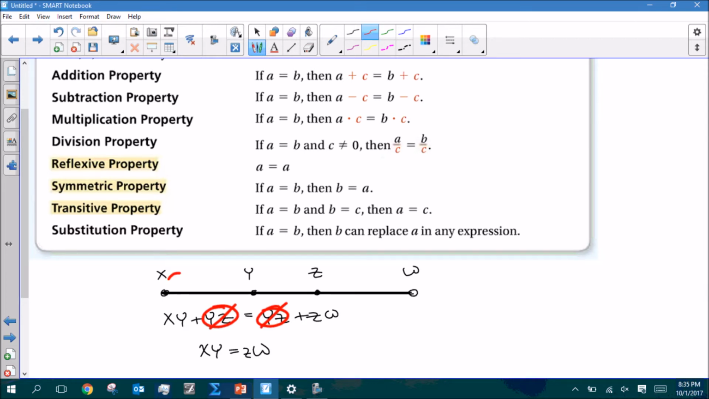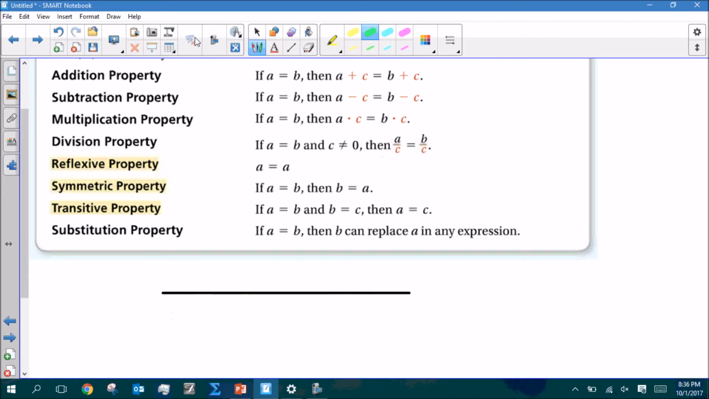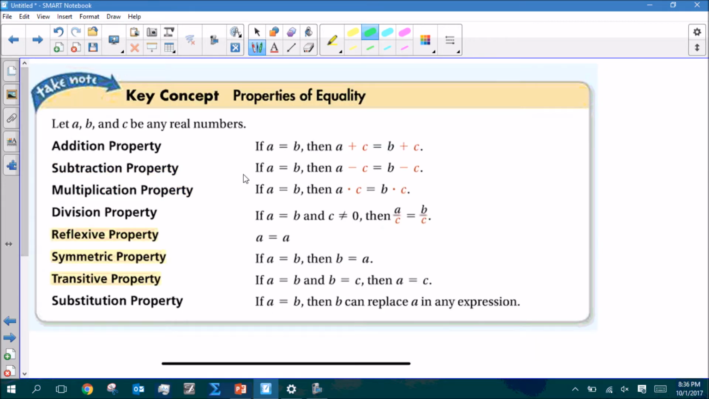So visually think about what we started with. We started with that segment there, let me highlight instead, being congruent to that length there. Well, if we wipe away YZ from both, what it leaves us with is this smaller yellow segment and this smaller green segment, but they are now equal because we wiped away the same thing from both sides. So that's the subtraction property of equality. Notice that we're talking about equality here. It's very important that we recognize equal signs, and you'll see why in the next set of properties.